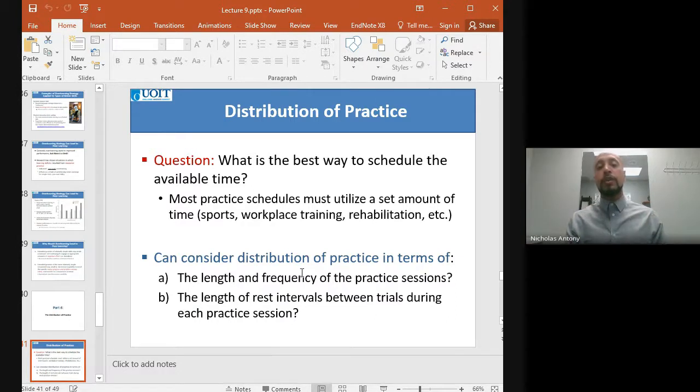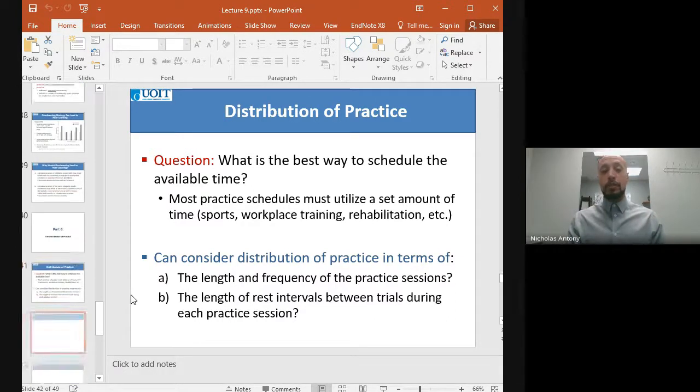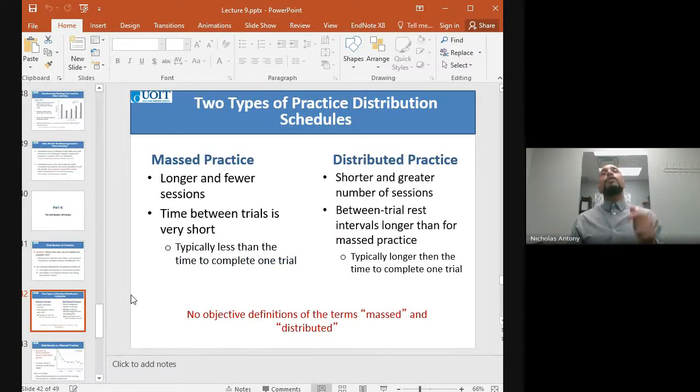So let's first talk about the length and frequency of practice sessions. Now, there's no set rules because a lot of the time when we're practicing, it's going to be based on the available time that we have. So typically with all the sporting or even rehab stuff, there are 1 or 2 hours available per week. So how do you want to structure that, right? This is what you have available. How do you want to structure that practice?